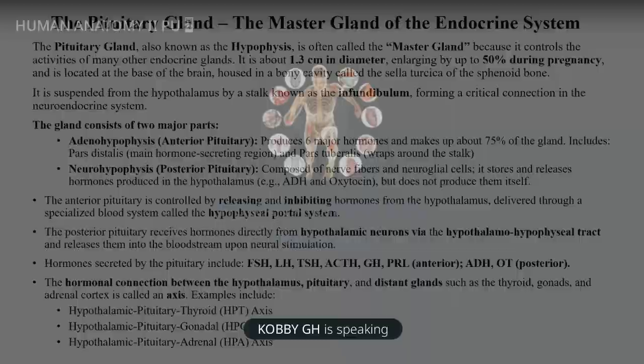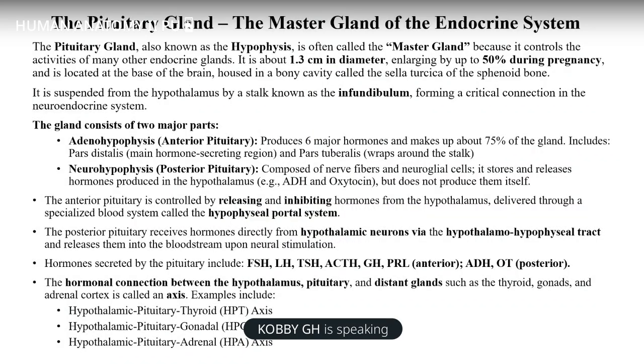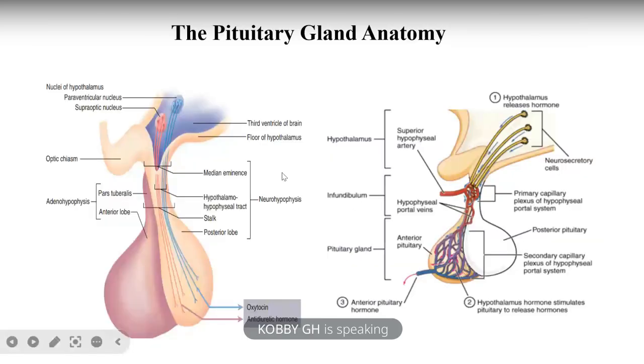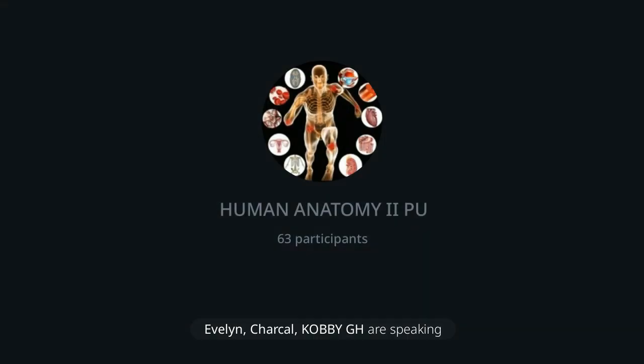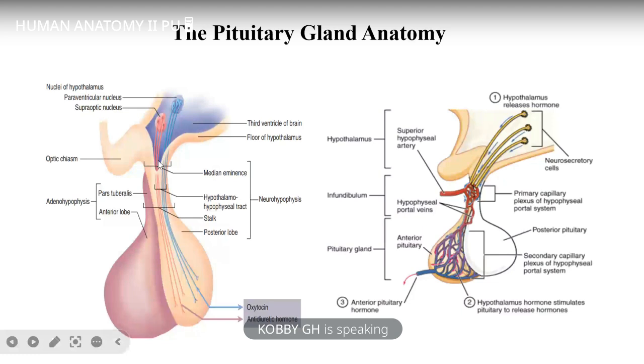Now, which part of the pituitary gland hangs it from the hypothalamus? Yes, this portion. What's the name given to this portion of the pituitary gland, the portion that hangs it from the hypothalamus? Infundibulum. The infundibulum. Is that okay?